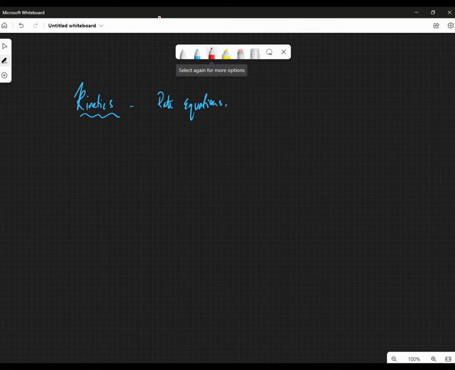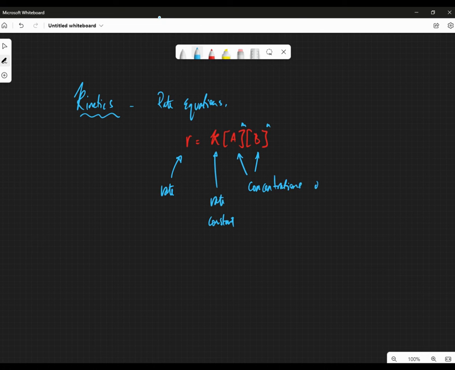As we all know, they form this general form: R is k into [A]^m [B]^n. This thing is called the rate. This thing is called the rate constant. This and this are the concentrations of A and B. And these are the exponents to which the concentrations are raised, so these are known as the orders.